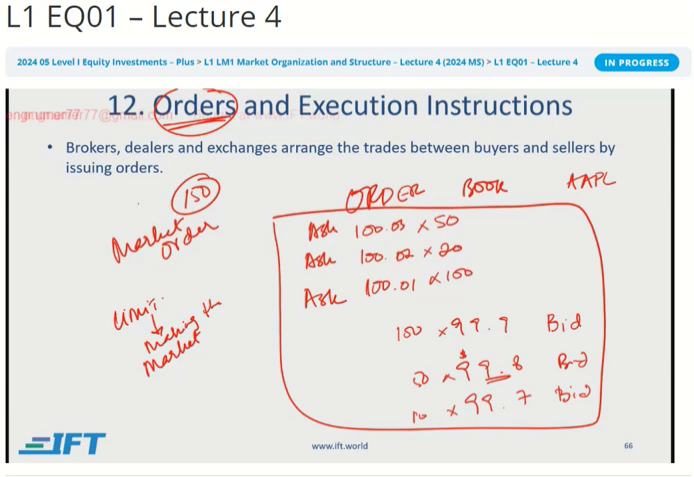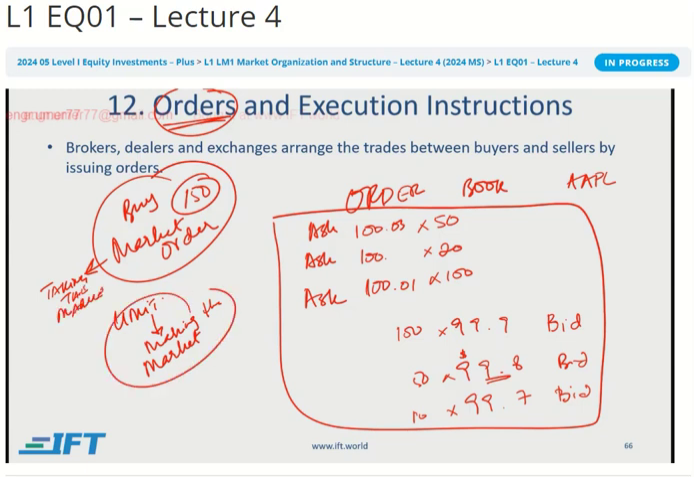Similarly, if I put a buy market order, these are the sellers. It will come in and buy 100 at 100.01, buy 20 at 100.02, and the remaining 30 at 100.03 for me, through the broker. So this is a market order, and people who place market orders, we say they are taking the market, right? They are not making the market.